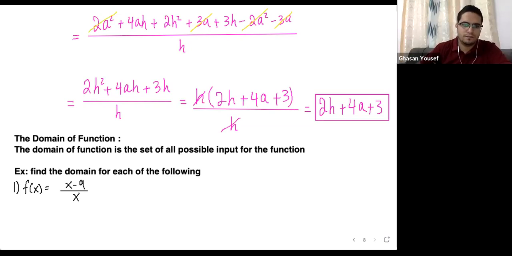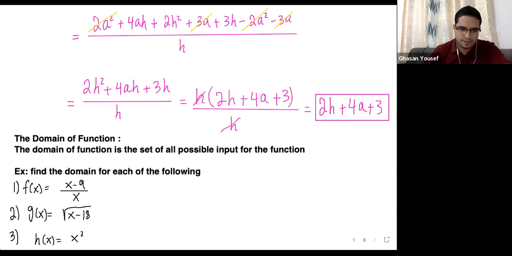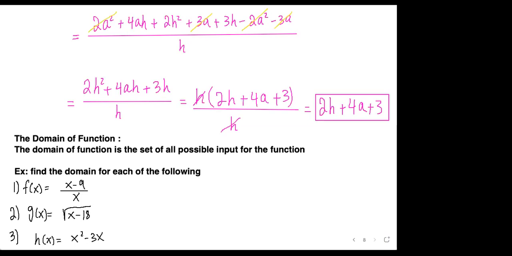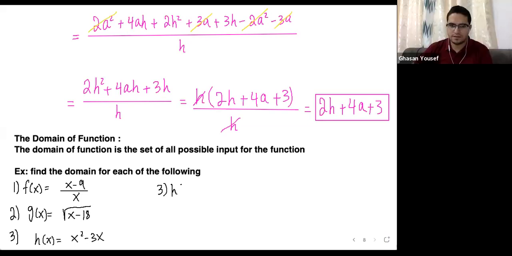The second one, g of x equals the square root of x minus 18. Third one, h of x equals x squared minus 3x. Okay, we can't see the bottom. I can see, okay, 3 here. Third one is h of x equals x squared minus 3x.